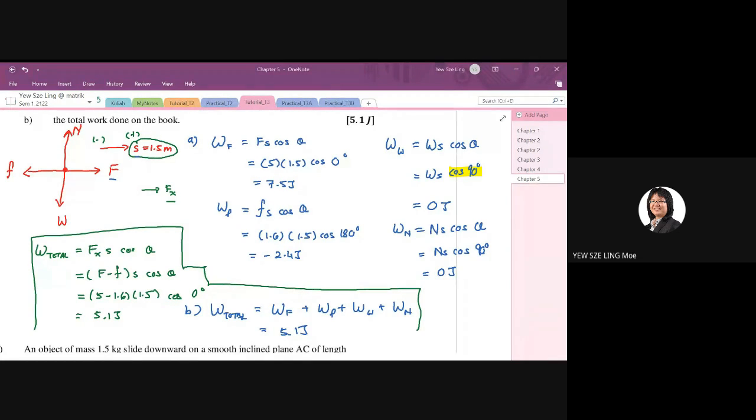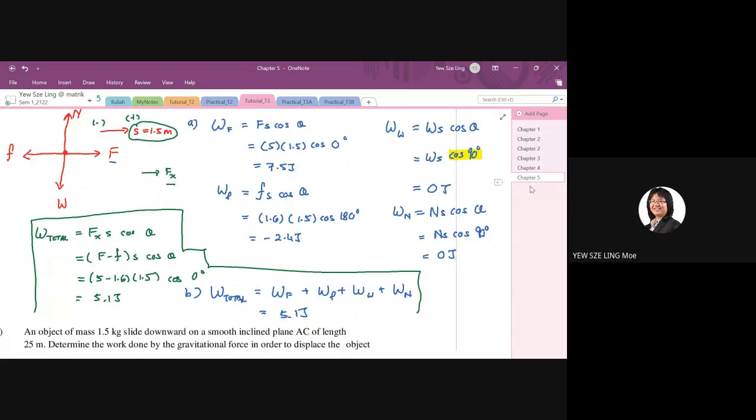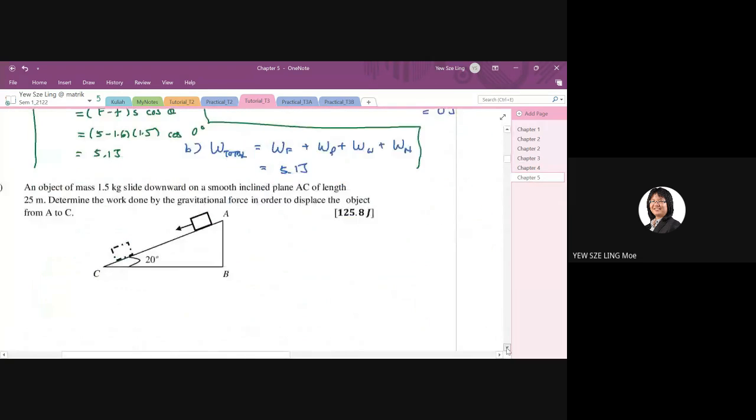All right. Now let's look at the next question. The next question is very similar to this question, just that now they changed the plane a little bit. So now you have an inclined surface.